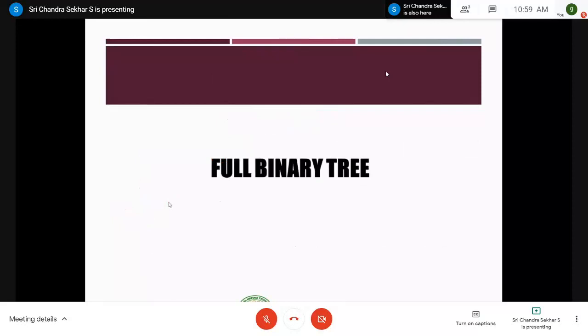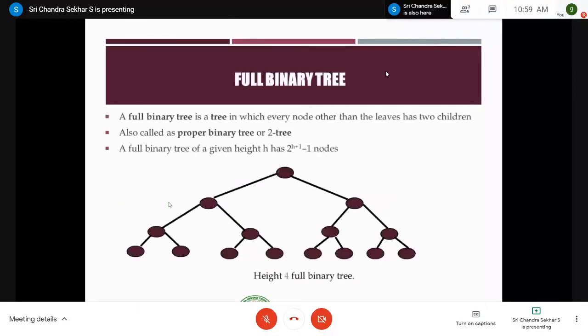So as I told, there exists one type of binary tree which we call a full binary tree, right? We look at what a full binary tree is. So this is a height 4 full binary tree. The definition of the full binary tree says that a full binary tree is a tree in which every node other than leaves has 2 children, right? You can observe from this given diagram that the leaves are at the last level, right? This one is a leaf, this one is a leaf, and all the nodes present at the last level are leaves. The nodes other than leaves should have, it is mandatory, 2 children.